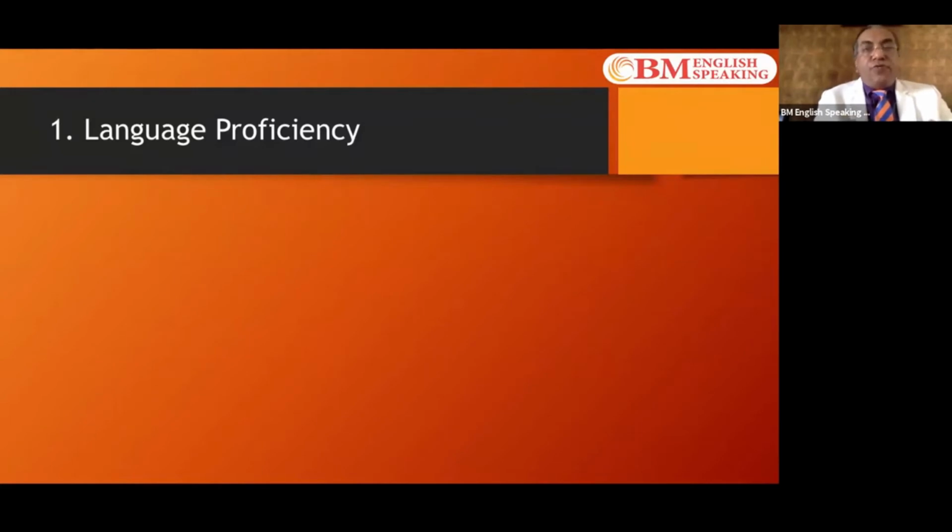Now, since most of you are working professionals, we'll talk about English, but not necessarily it is about English. But whichever language you want to communicate, either write or speak, we need to have a proficiency in that language. एक निपुणता होना बहुत जरूरी है.